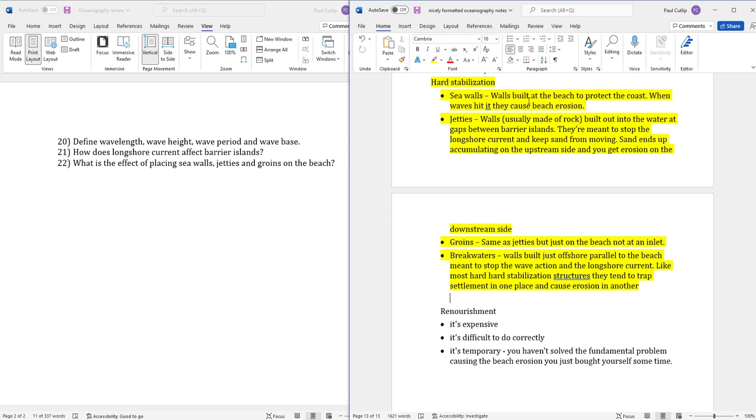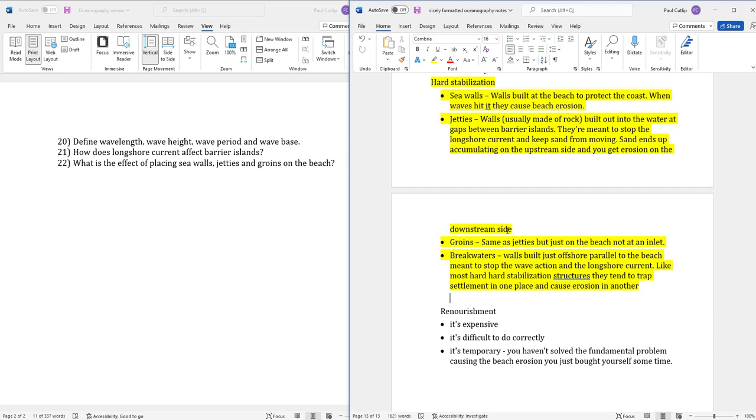You're just not. Jetties, groins, and breakwaters tend to trap sediment on the upstream side and possibly cause erosion problems on the downstream side, right? With a jetty, if I build a wall out into the water, that causes sediment to accumulate on the upstream side and erosion on the downstream side. A groin is just a jetty at the beach, has the same problem. A breakwater is a wall running parallel to the beach. It shuts down the wave energy. You accumulate sediment, but downstream from that, you might have issues.